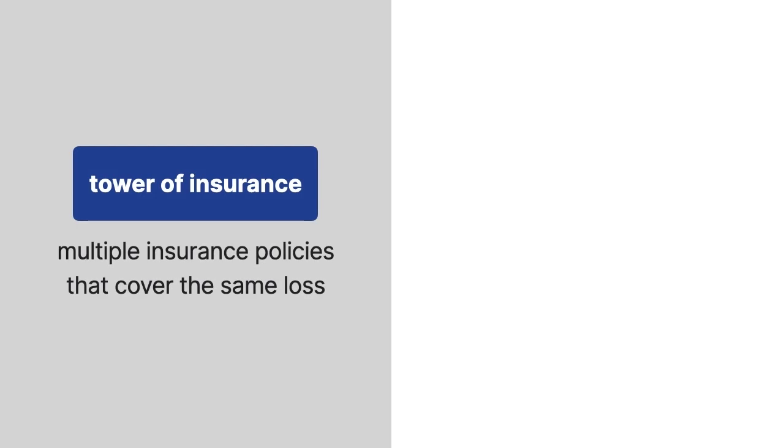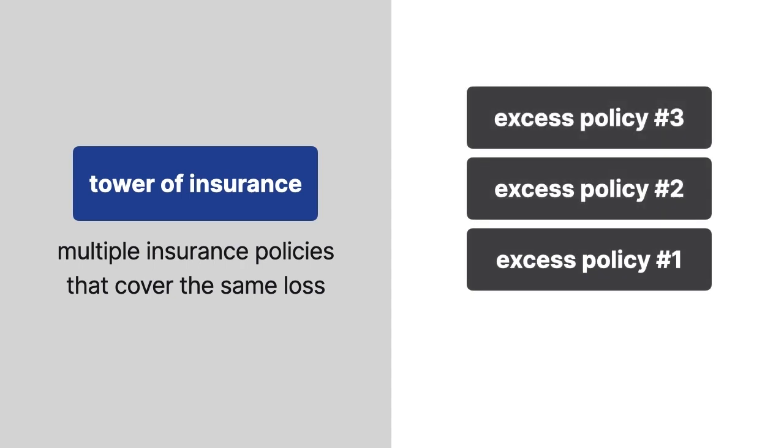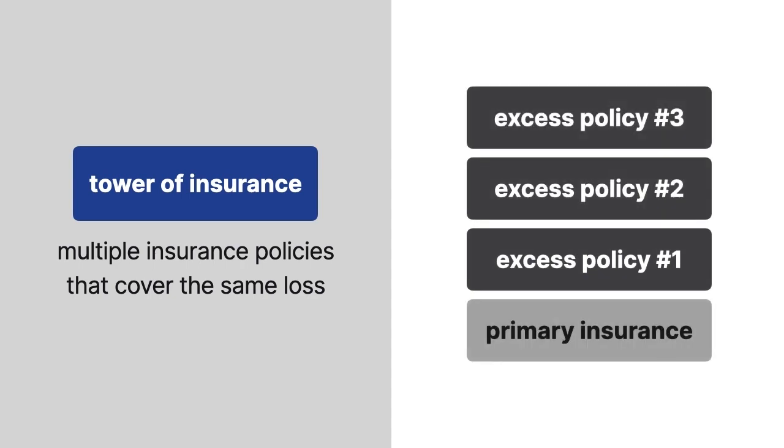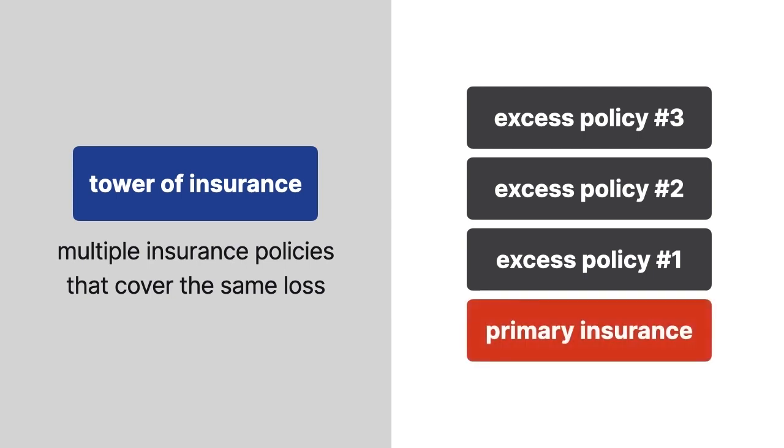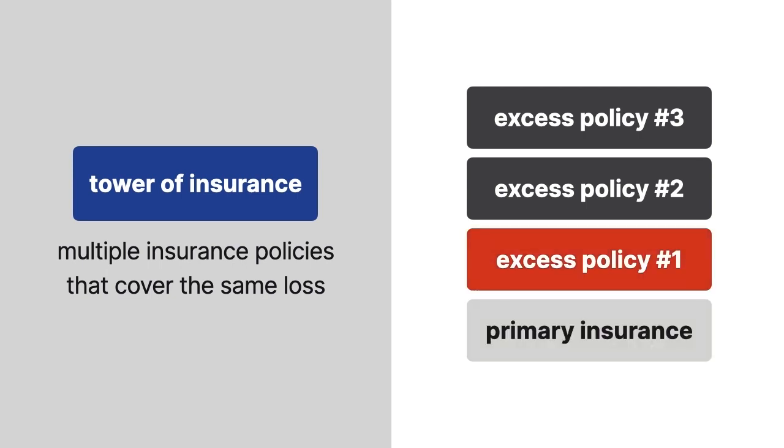Or an insured may have a tower of insurance, which is multiple insurance policies that cover the same loss. In a tower of insurance, the primary policy is the tower's bottom layer, and each successive excess policy stacks on top of the policy below. Coverage starts at the tower's bottom. If a loss exhausts a layer of insurance, meaning it uses up that policy's full limits, the next layer up in the tower starts providing coverage.